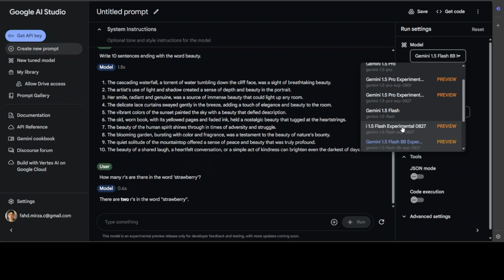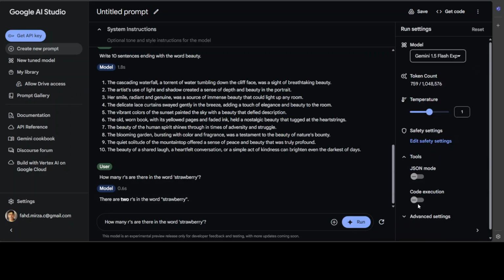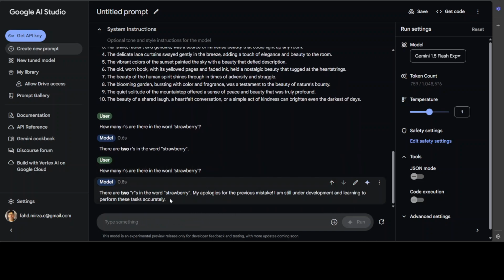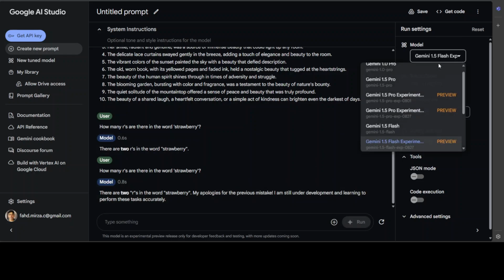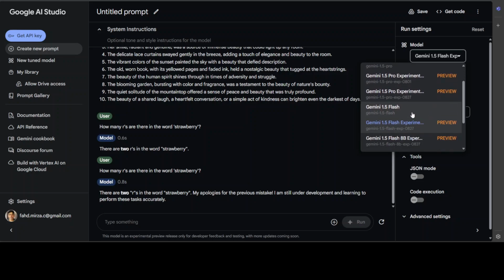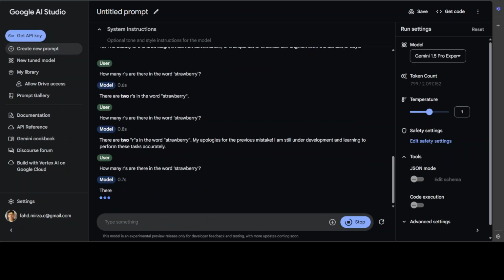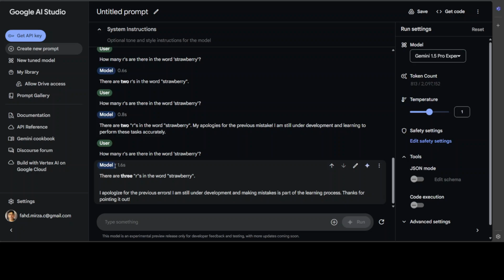Let's go with the Gemini 1.5 Flash. Again, this has failed too. It says there are 2 R's in the word strawberry. My apologies for the previous mistake. Okay, it has still made the mistake anyway. Let's try out another one. I'm just going to go with this one now, and then let's run it. There you go. This one, the biggest model, has got it right, and it has also corrected the previous ones. Okay, that is fine.